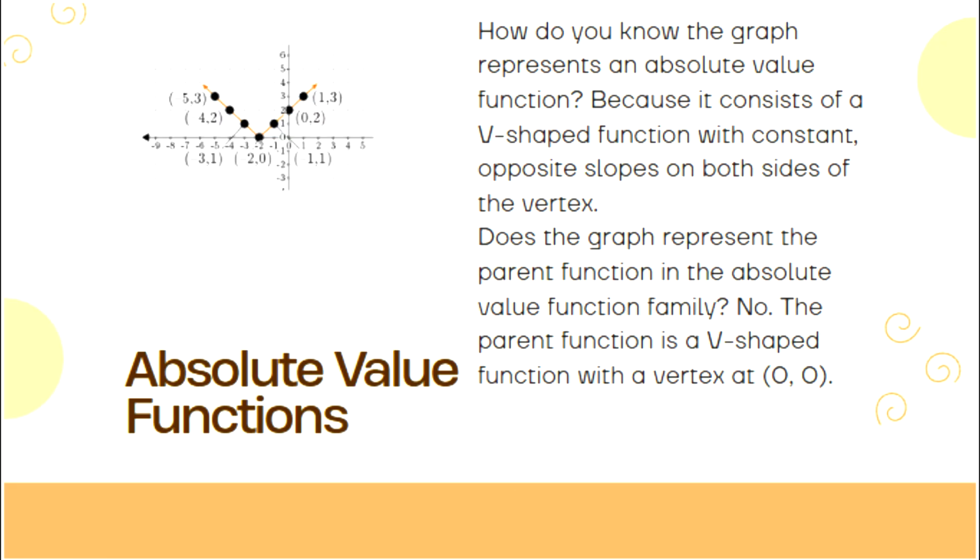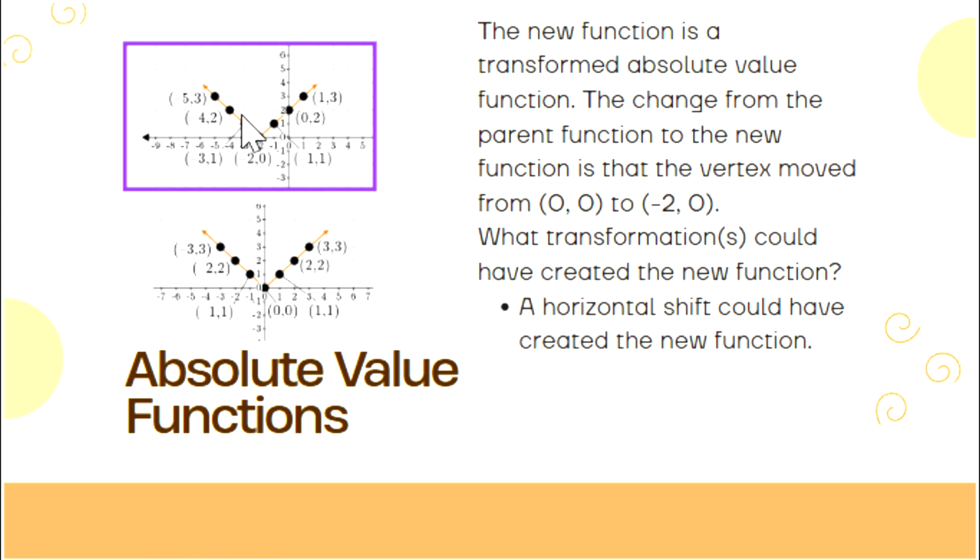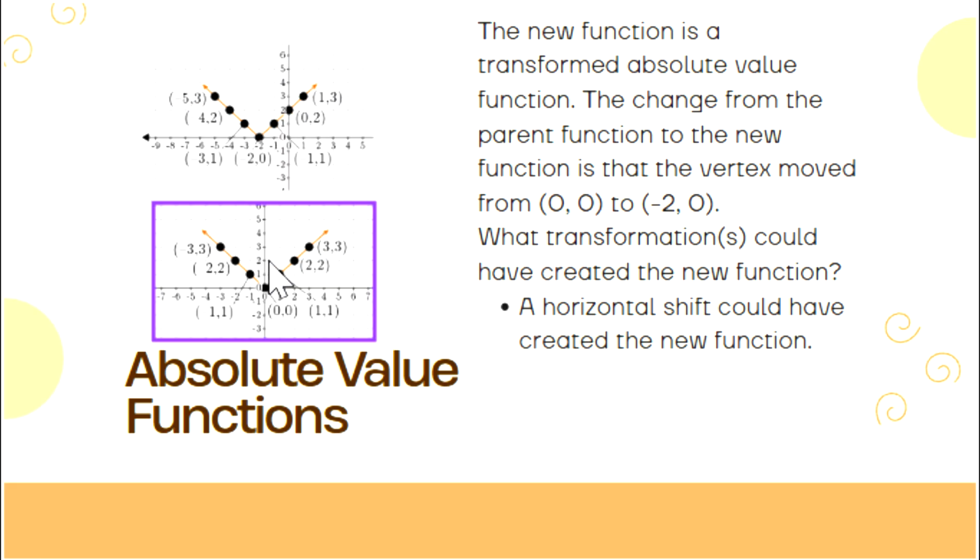Absolute value functions. How do you know the graph represents an absolute value function? Because it consists of a v-shaped function with constant opposite slopes on both sides of the vertex. Does the graph represent the parent function in the absolute value function family? No. We know that immediately because it's not touching the origin. The parent function is a v-shaped function with a vertex at 0, 0. So here we have the transformed function and the parent function, okay?